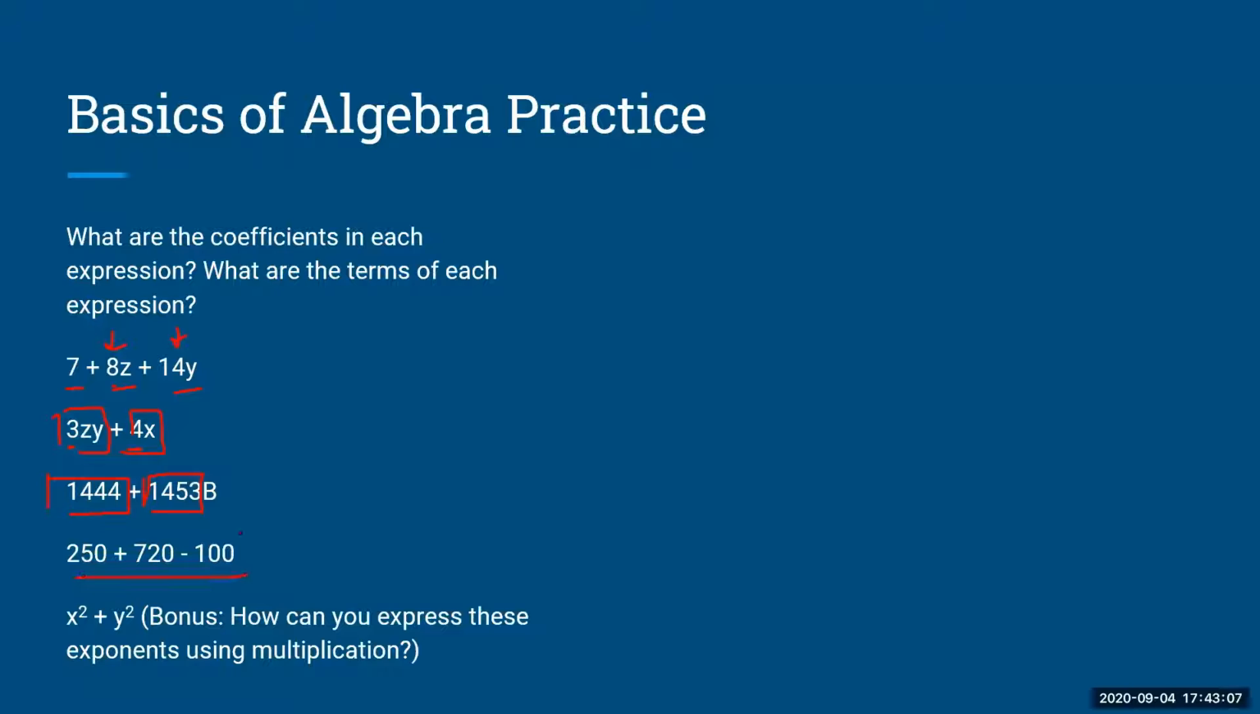This one has no coefficients, and this is all one big term because you can simplify it. X squared plus y squared equals z squared. Well, there's no coefficient. Technically the coefficients are 1. And the terms are x squared and y squared. And if you want to write it as multiplication, x times x plus y times y, like that. Pretty easy.